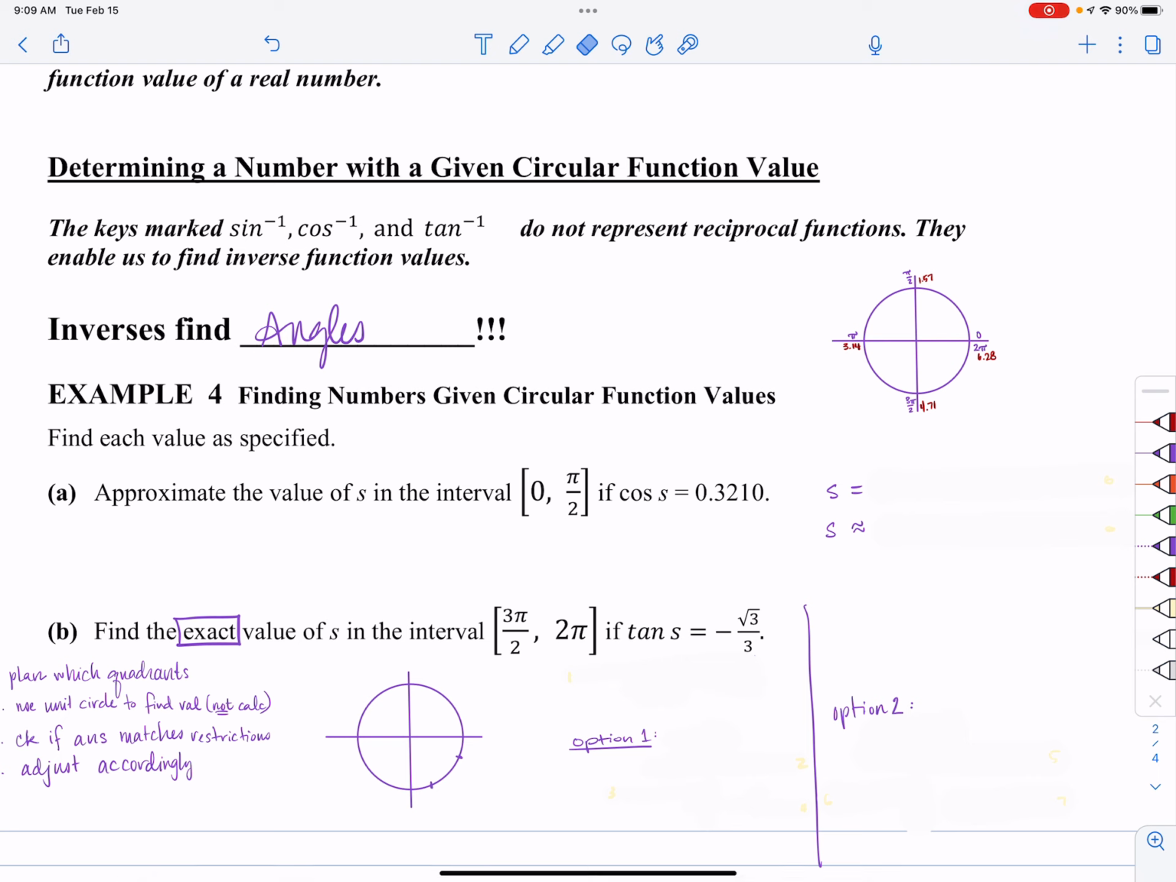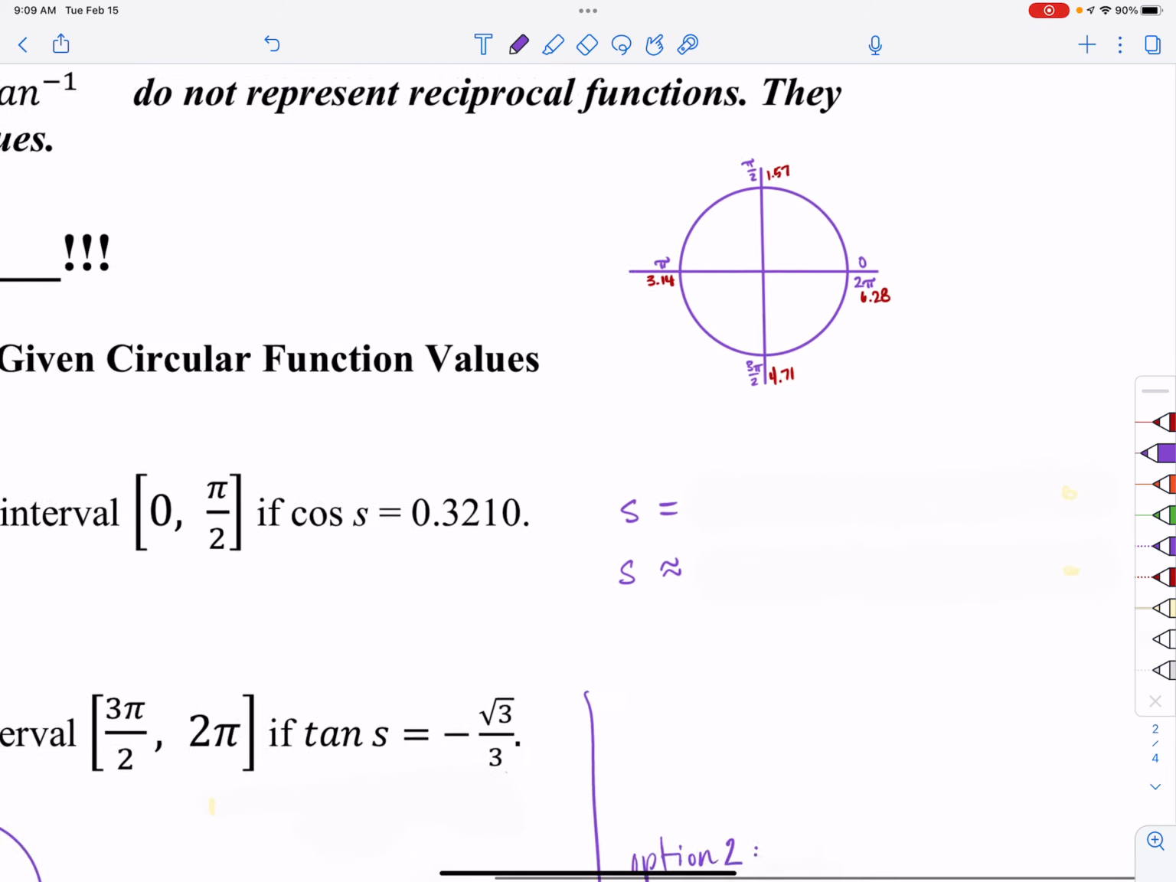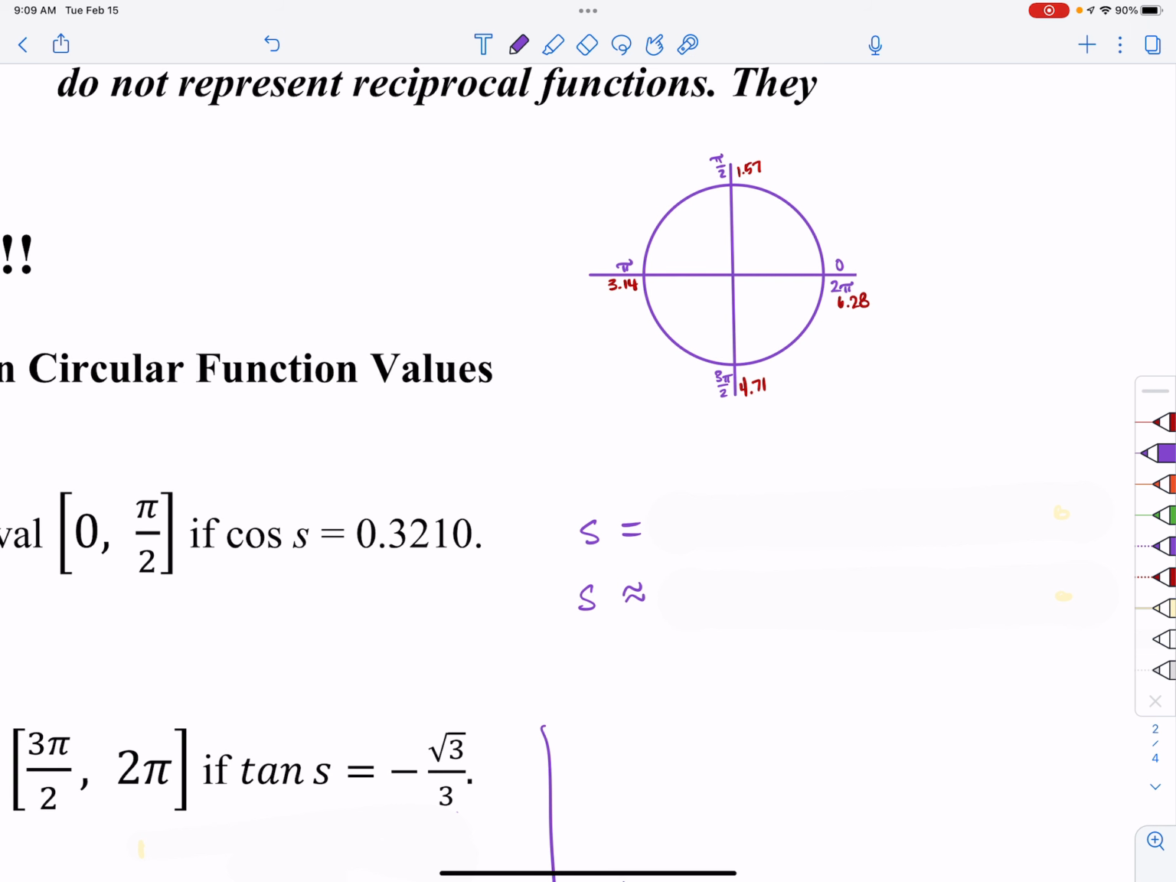Actually, only in the next question. So for part A, it says to approximate. So again, that's your key there that you're going to be using the calculator. Approximate the value of S, which is my angle. My angle is going to be in the interval from 0 to pi over 2, so it's going to land in the first quadrant, if cosine of my angle is equal to 0.3210.